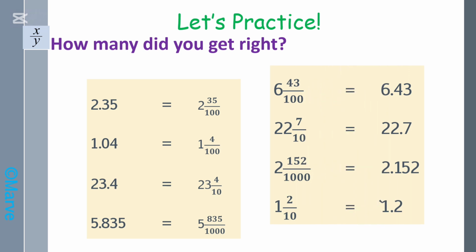Now we have the fractions: 6 whole 43/100. Okay, so your 6 whole, remember, that's your 6 before the decimal point, that's the whole. Then after the decimal point, you have 43/100. So 4 the tenth and 3 the hundredth. 22 whole 7/10. Okay, that's very simple like that. 2 whole 152 thousandths, the last place value being thousandths, and 1 whole 2/10, 1 whole, only 2 at the tenths.